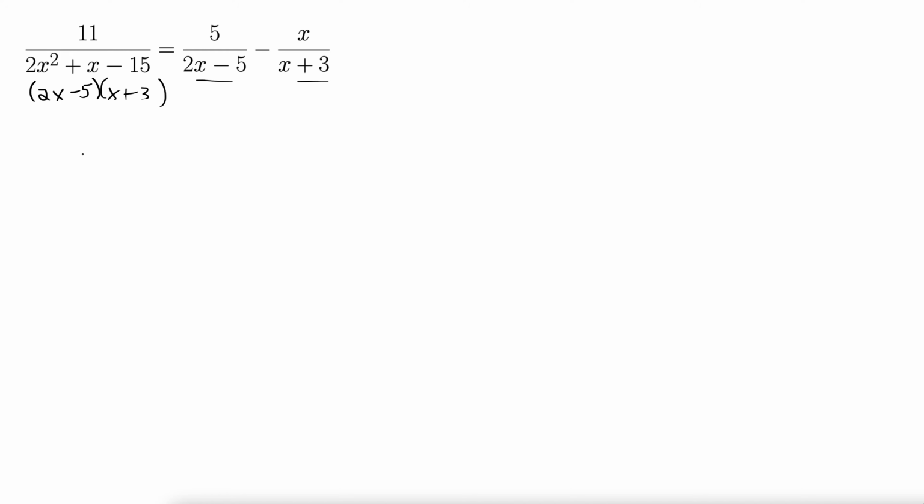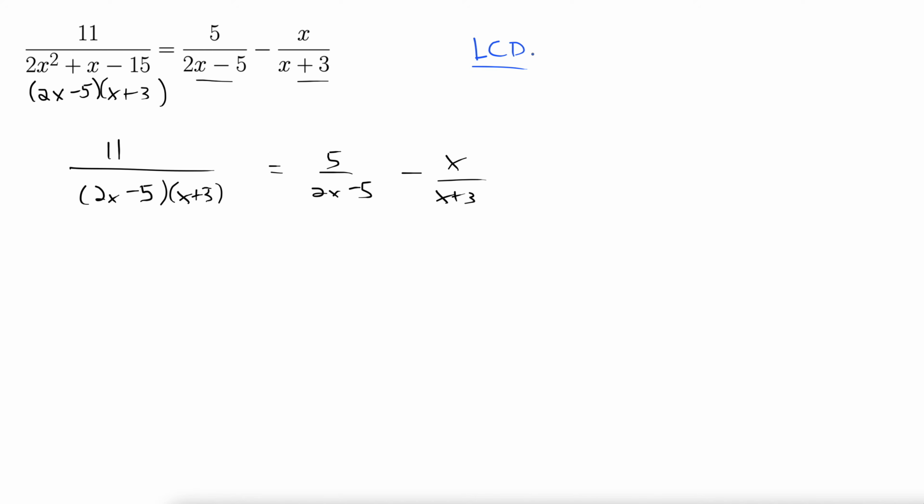We can rewrite this here then as 11 over 2x minus 5 times x plus 3 equals 5 over 2x minus 5 minus x over x plus 3. Now we need our LCD because we're going to clear fractions by multiplying both sides by this LCD. Get rid of all those fractions. Okay, so let's do it.